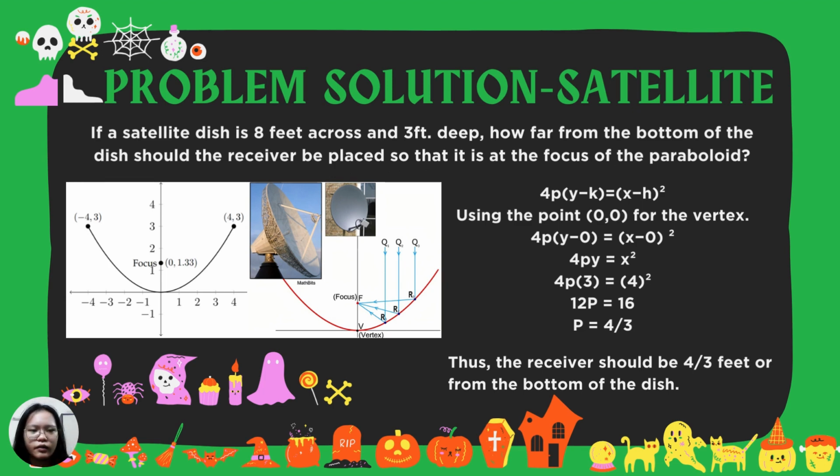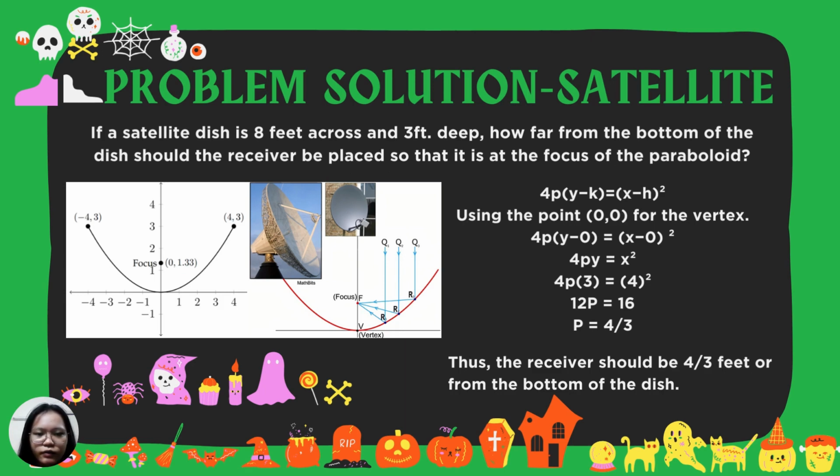Let us use the point (0, 0) for the vertex. So we insert the origin in the equation and we get 4py equal to x squared. In this question, they say that the dish is 8 feet across and 3 feet deep. So we divide by 2, and we get negative 4 here and positive 4 here. And the height is 3 feet.